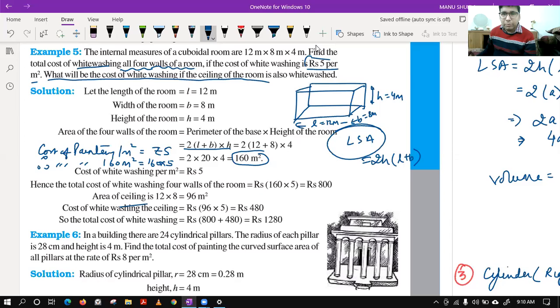The area of the ceiling will be given by L into B only, because you can see in the ceiling length is coming and breadth is coming. They have done 12 into 8. This is the area of the top. Now just multiply with the cost, and this is the cost, 480. And if you add both the costs, the total money that you have to give to that painter is rupees 1280.